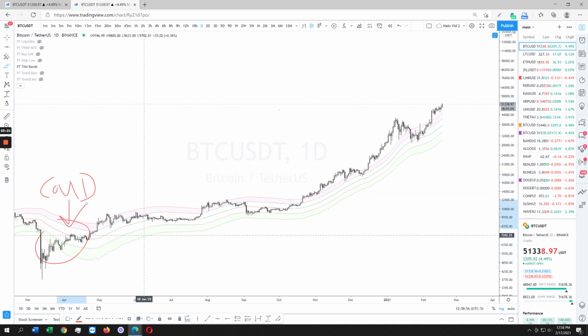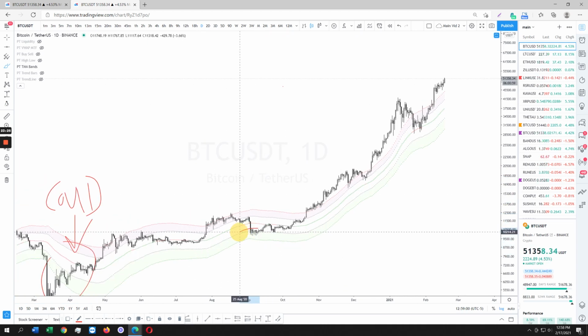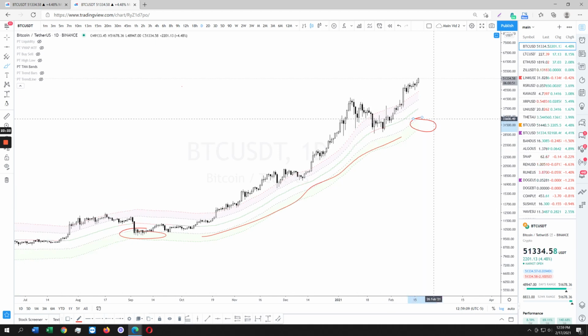Okay. When was the last time we touched the bottom green TMA band? Right here, September, $9,000. We have yet to retest it. So you're telling me that we're going to break through this? We're not. That's your floor, man. That is your floor. So don't be scared, guys.